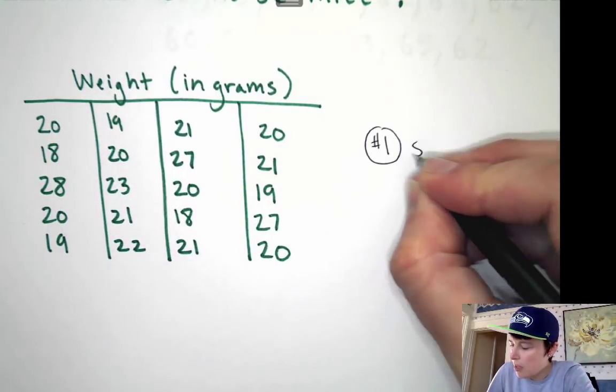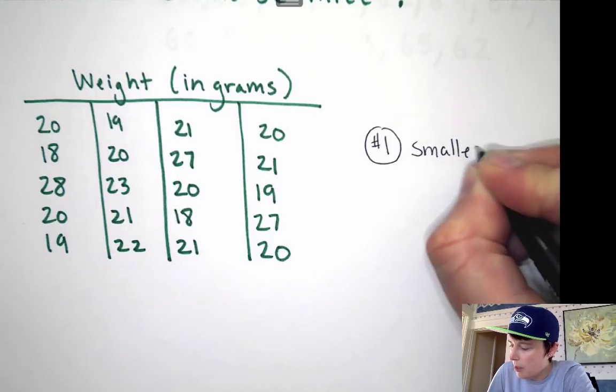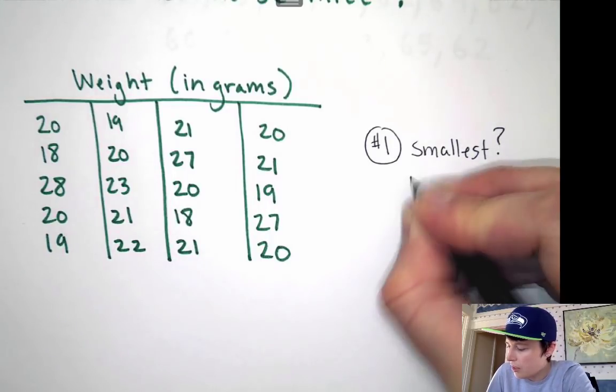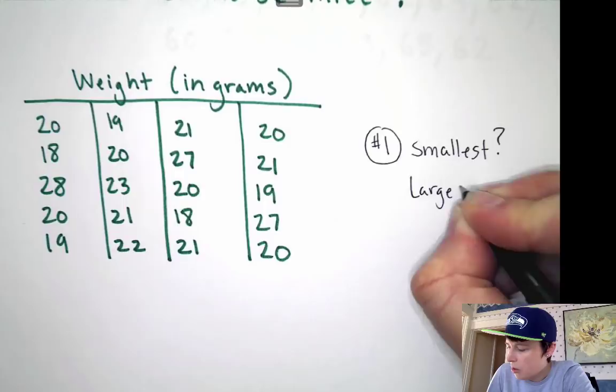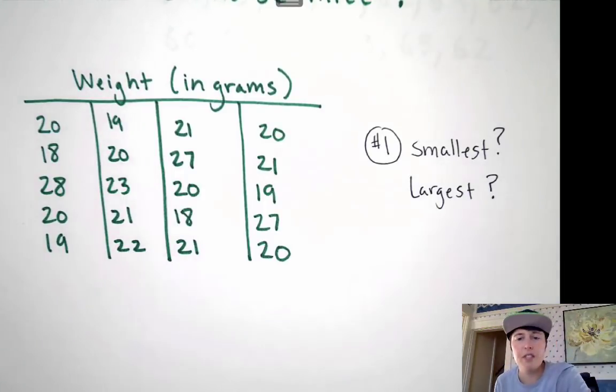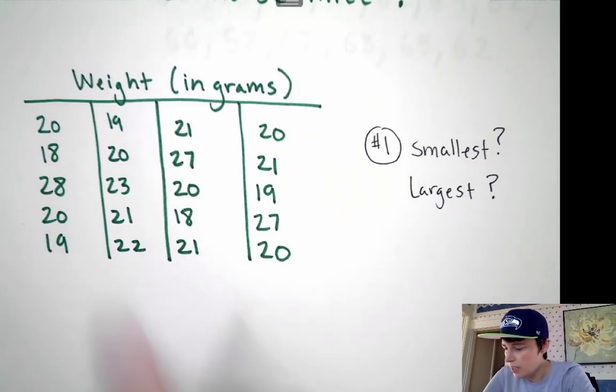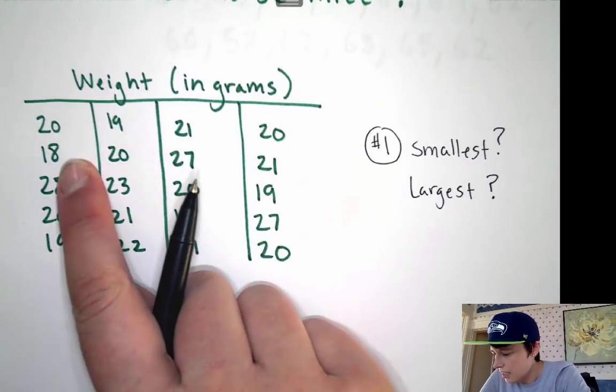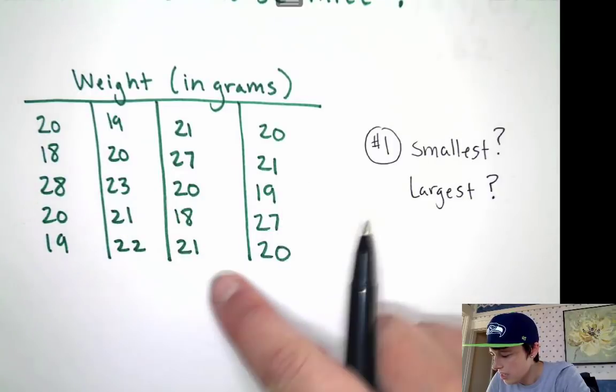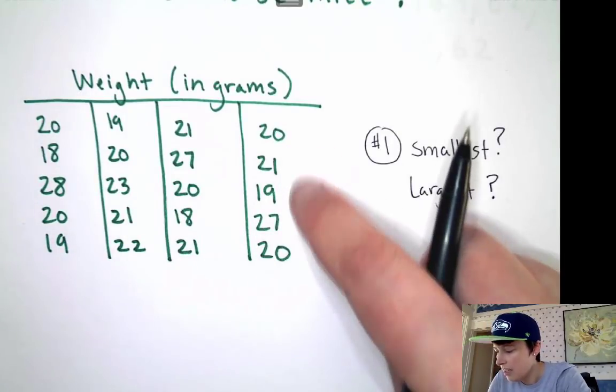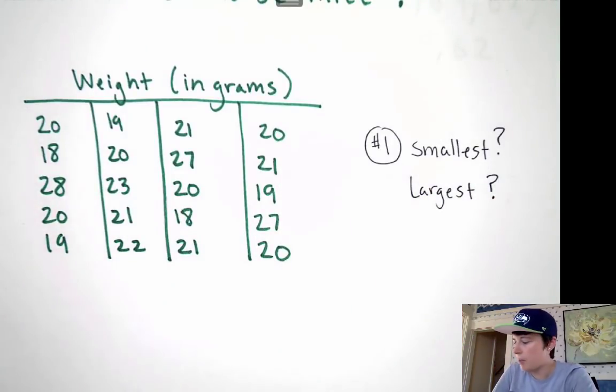I'm going to write smallest, question mark, and largest, question mark, because that's really the first thing we need to figure out so that we can set up our dot plot. So let's see, I see a 19, I see an 18. Anything smaller than 18? There's another 18. I think 18 is our smallest number. So I'm going to write over here, 18 is the smallest.